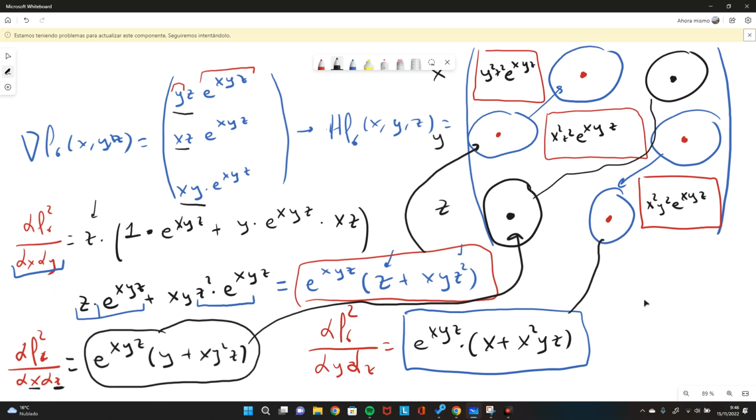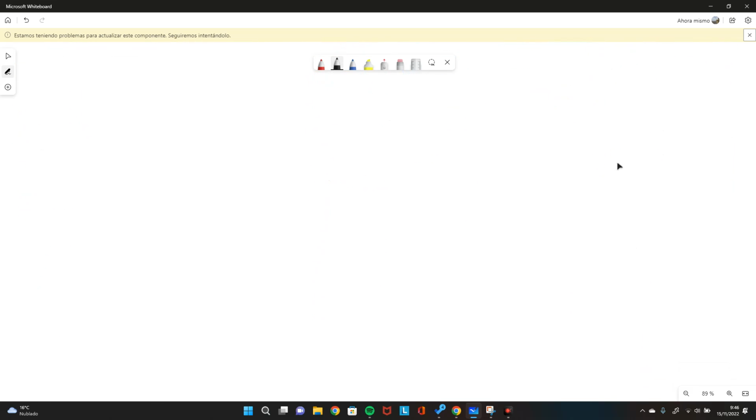Okay, so that's number 6. Let's see number 7. Number 7, yes, f7 of x, y, z. This is the Neperian logarithm of x plus 2y plus 3z squared. Okay, and then the gradient.